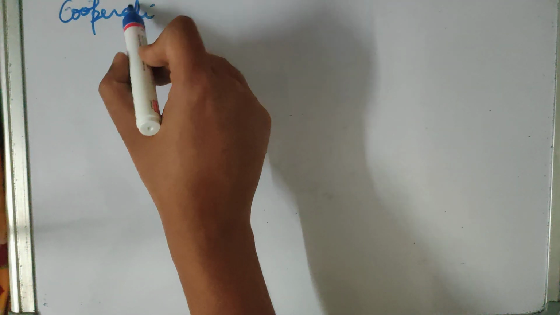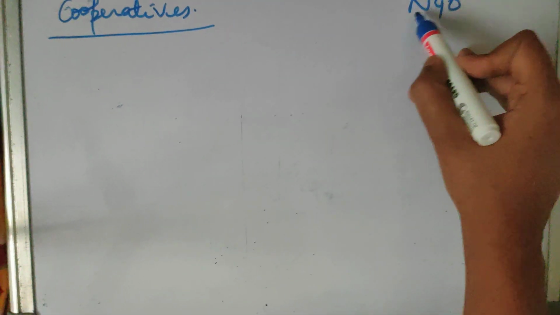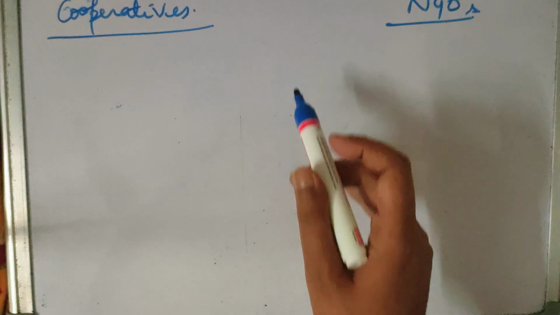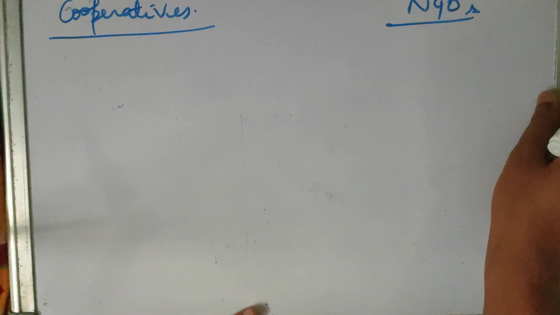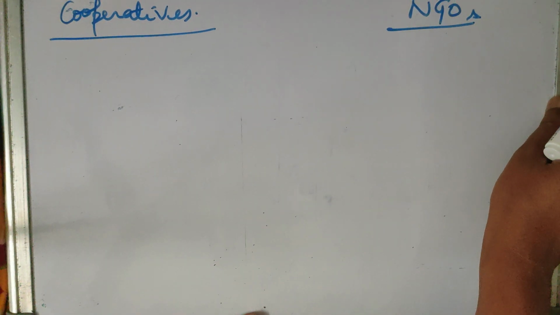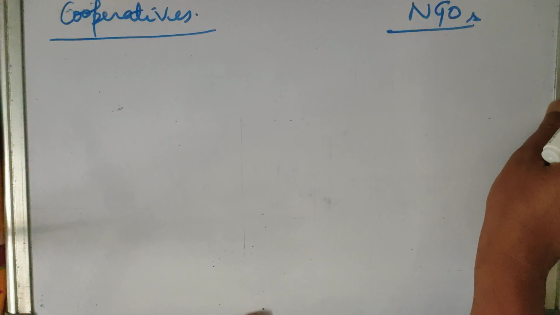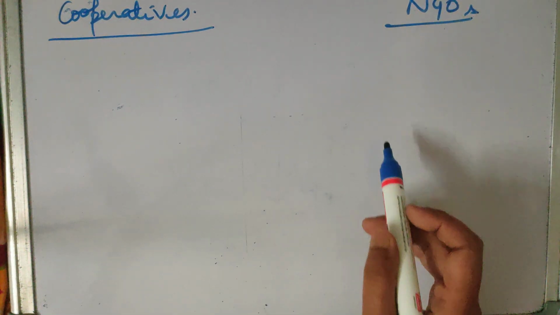Now moving on, one question was asked in previous year: what is the difference between cooperatives and NGOs? This is NGOs. Hope it is visible. So what is the difference between them?